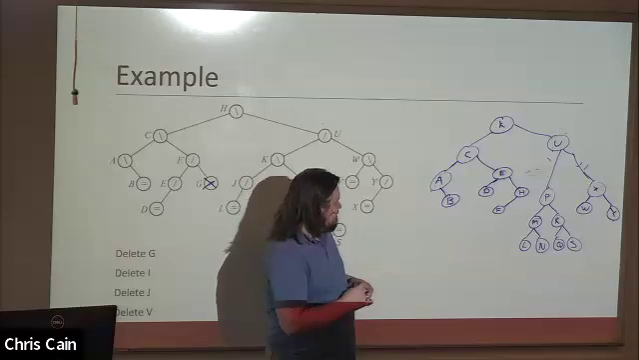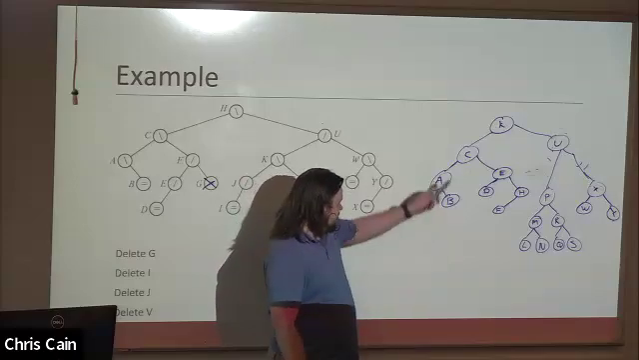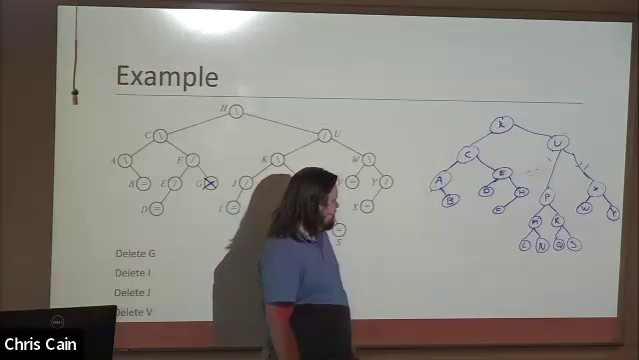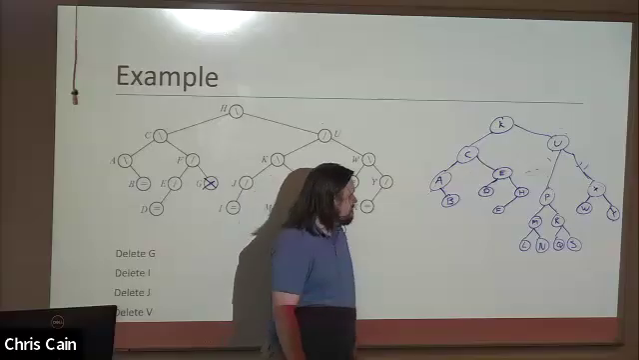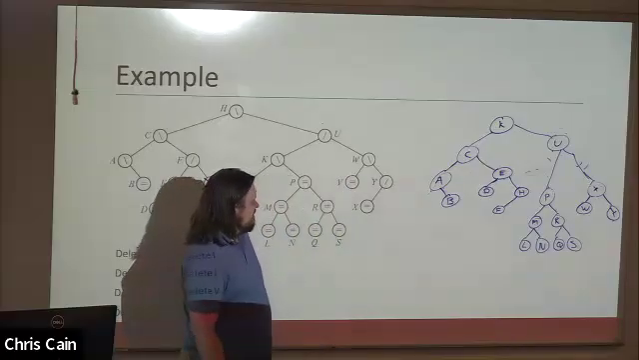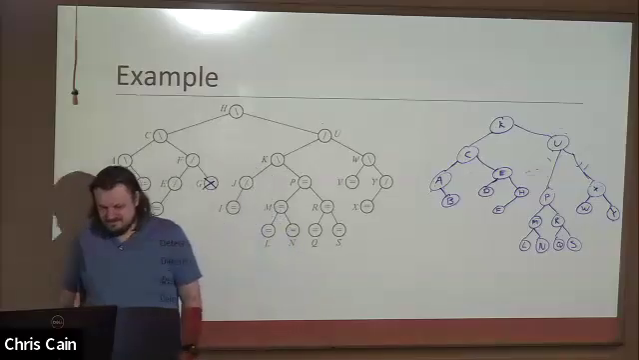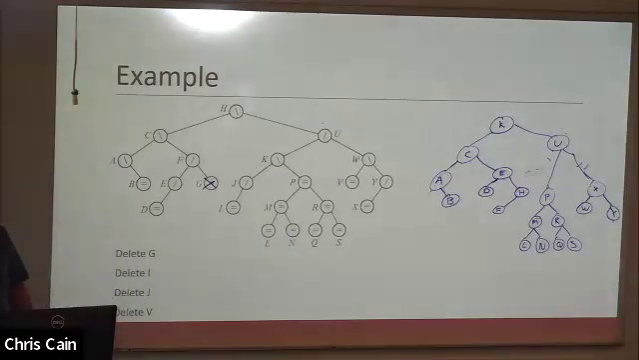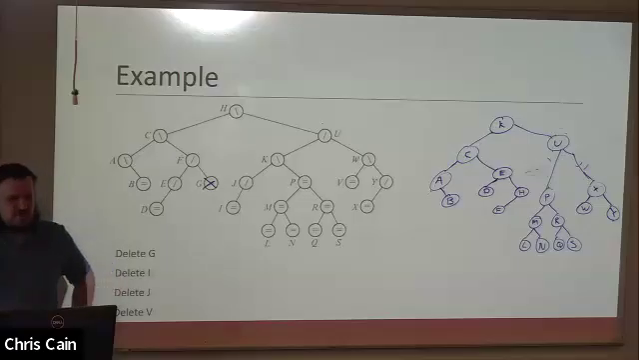Looking back at parents, is there an issue at U? No. Is there an issue at K? 2, 4, 1, 2, 1. Yeah, no, there's not. So we are done at this point.